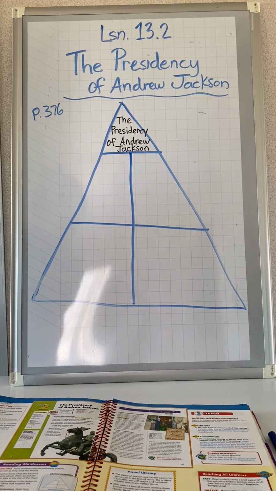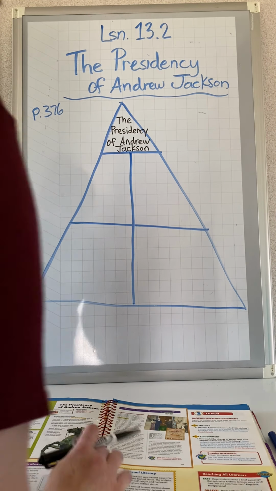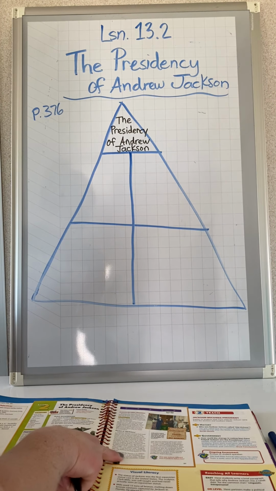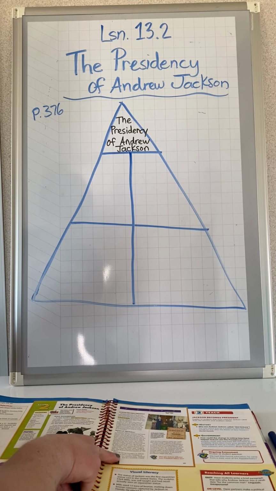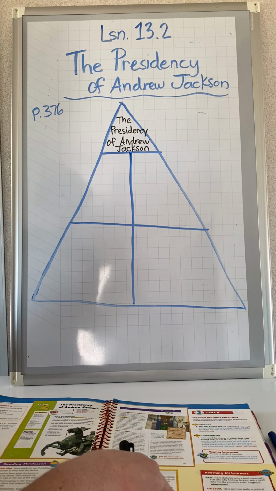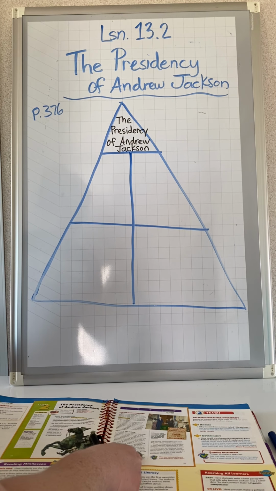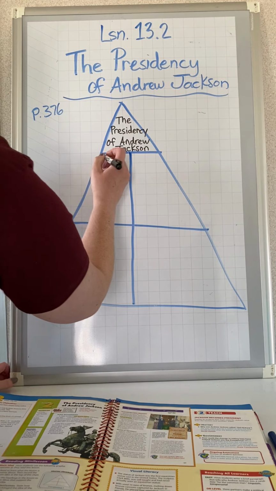All right, so from that page, I would probably talk about what kind of president he was, and what people saw him as. So at the bottom of page 377, it says when he ran for presidency in 1828, he was seen as the candidate of the common man.